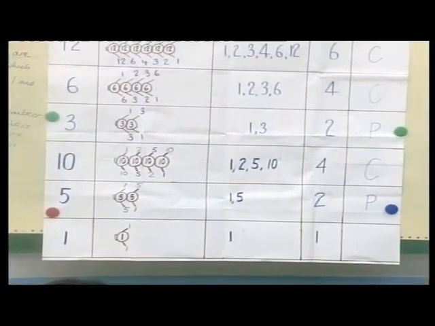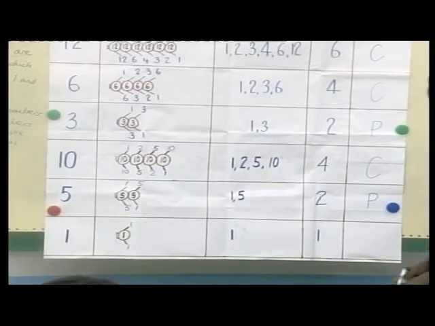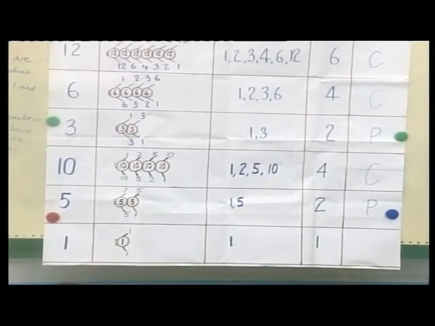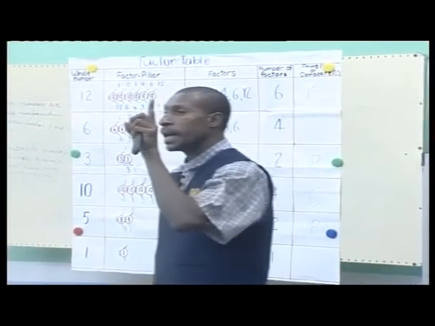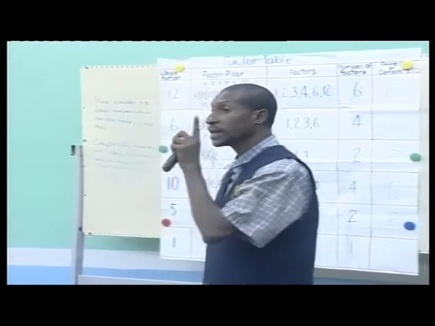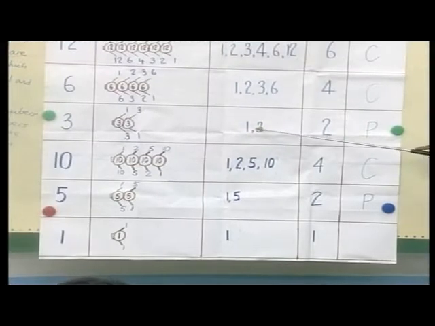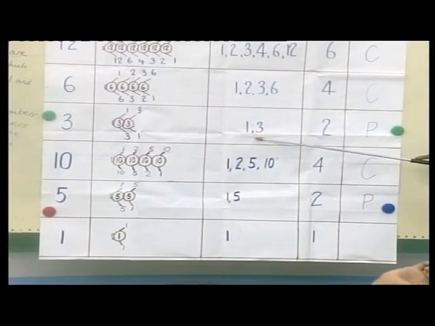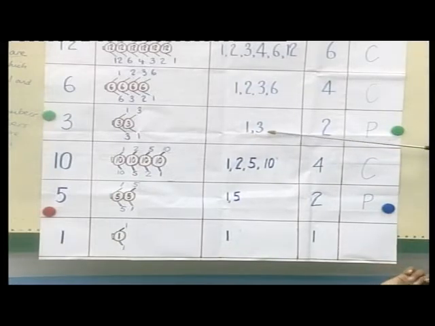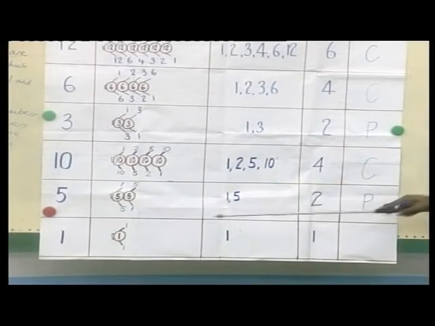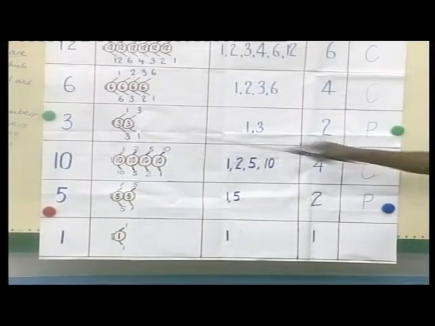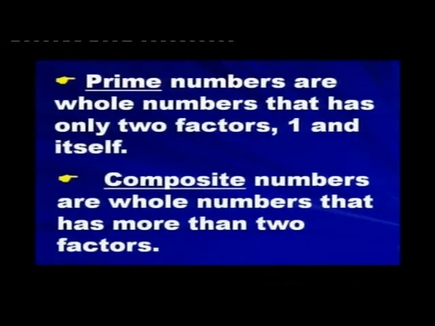Now, receiving students and 6s, if you look at all prime numbers, they have 2 factors, and the factors are 1 and itself. Look at whole numbers 3 and 5. For example, 3 has 1 and 3 itself. And 5 has 1 and itself. So, prime numbers are whole numbers which have 2 factors, that is 1 and itself.